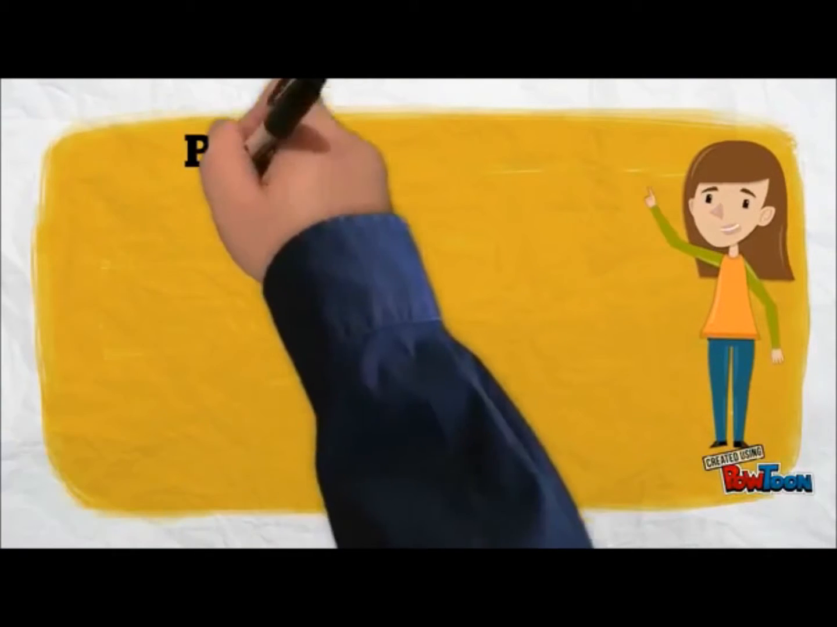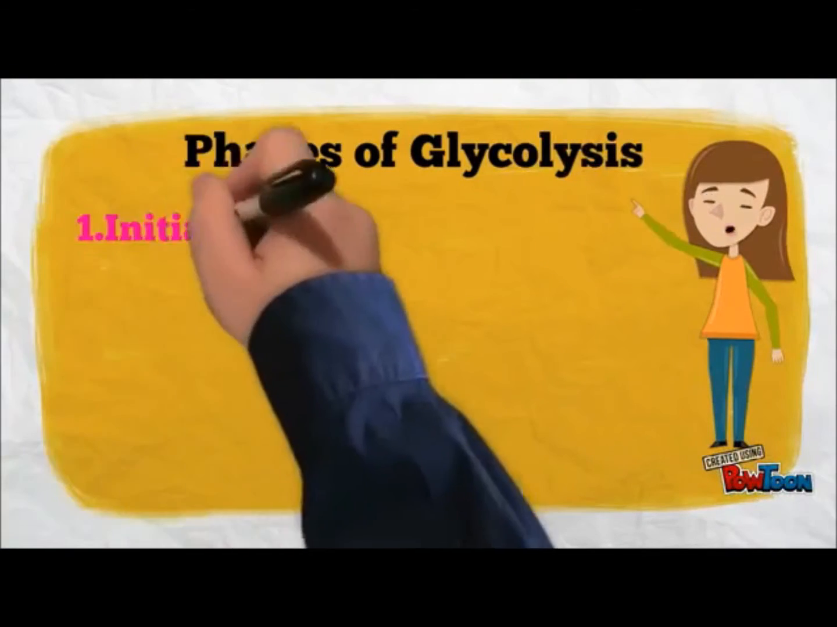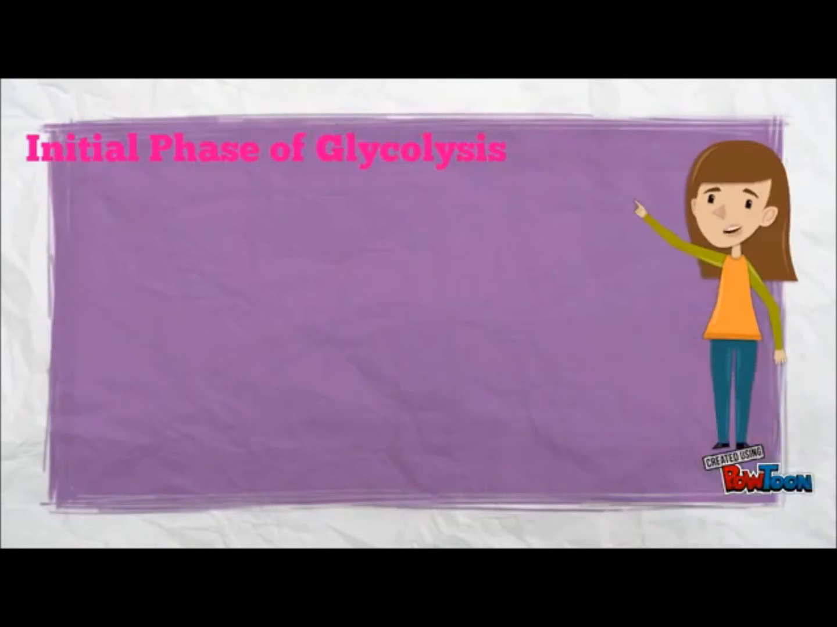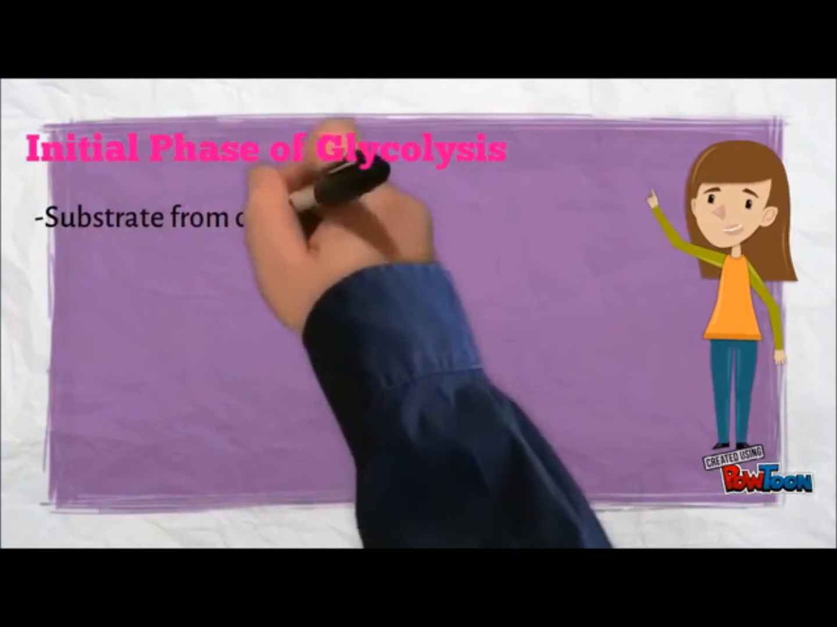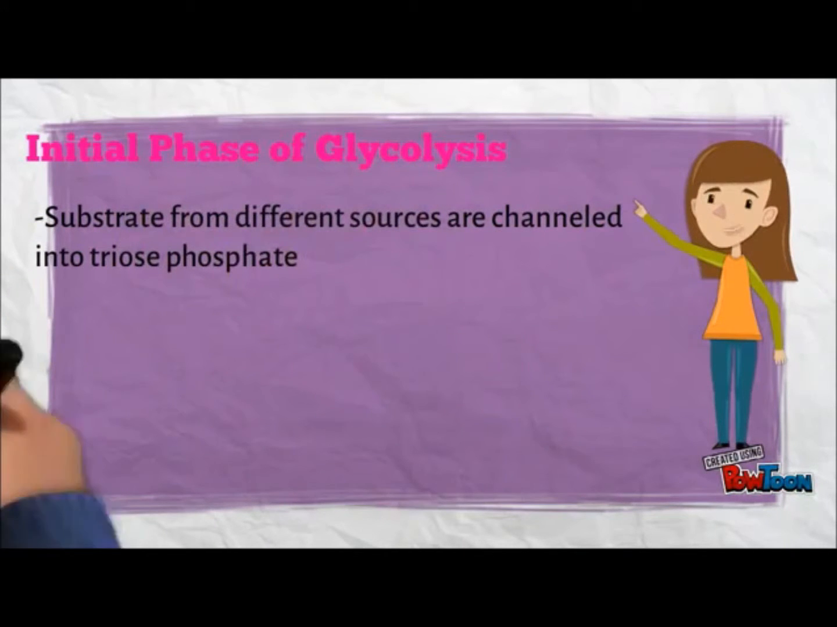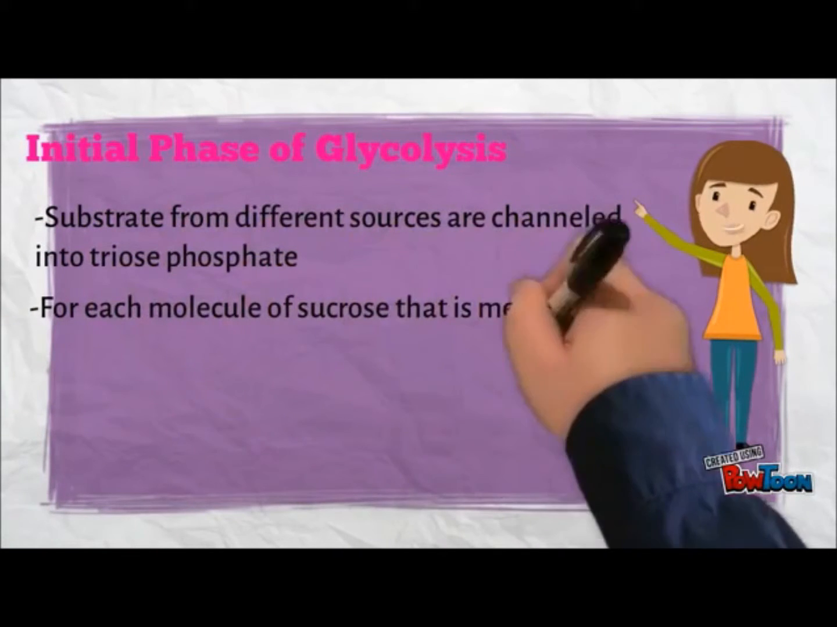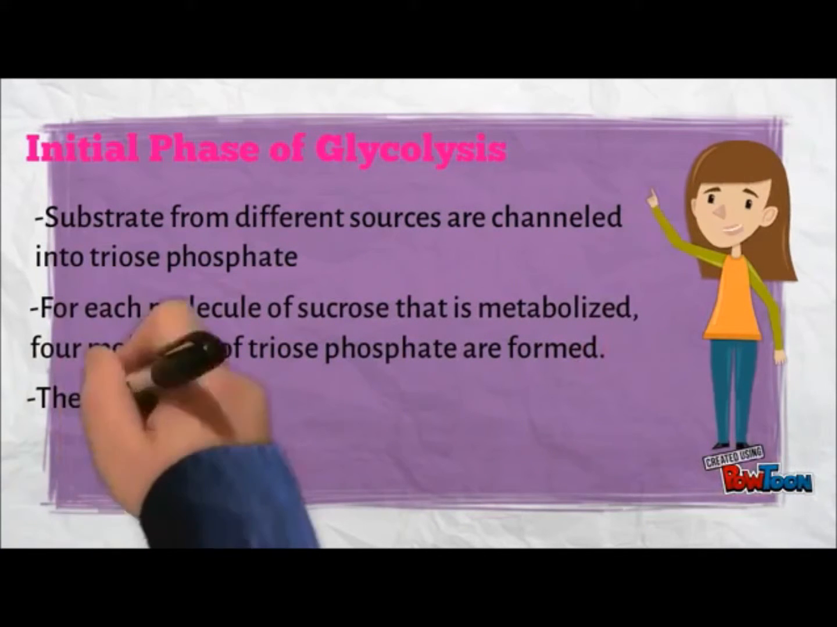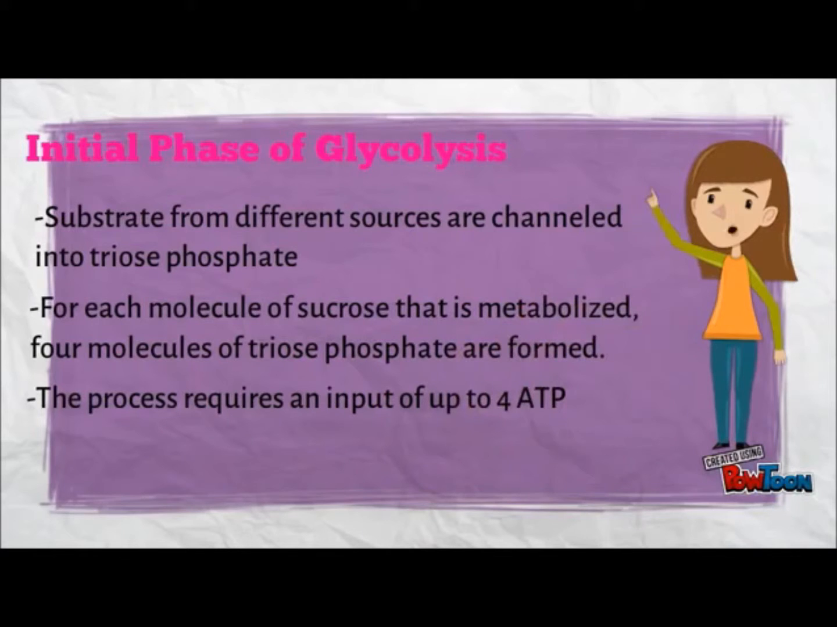There are two types of phases: the initial phase and the energy conserving phase. Initial phase of glycolysis: substrates from different sources are channeled into triose phosphate. For each molecule of sucrose that is metabolized, 4 molecules of triose phosphate are formed. The process requires an input of up to 4 ATP.